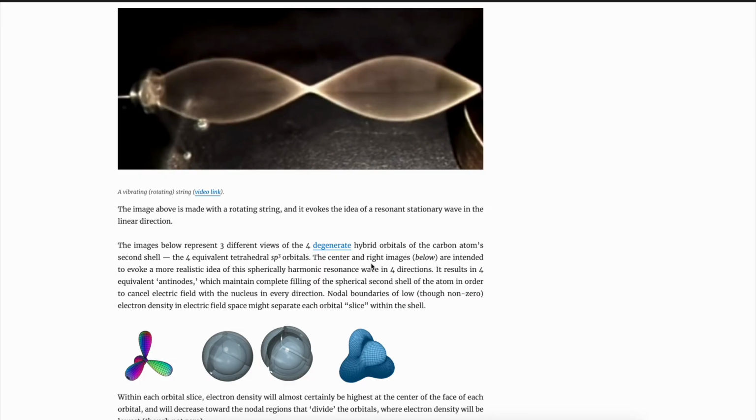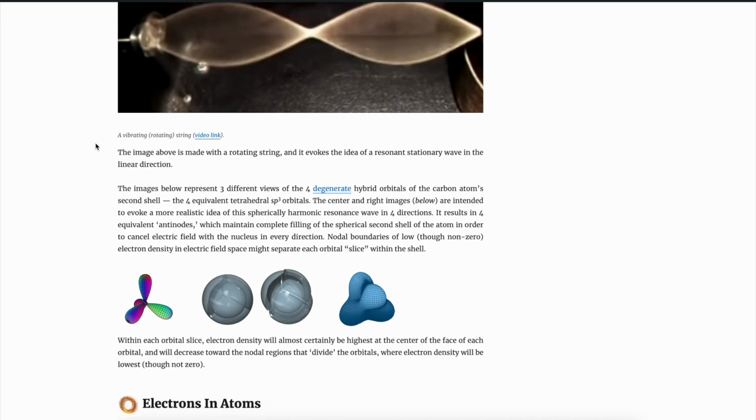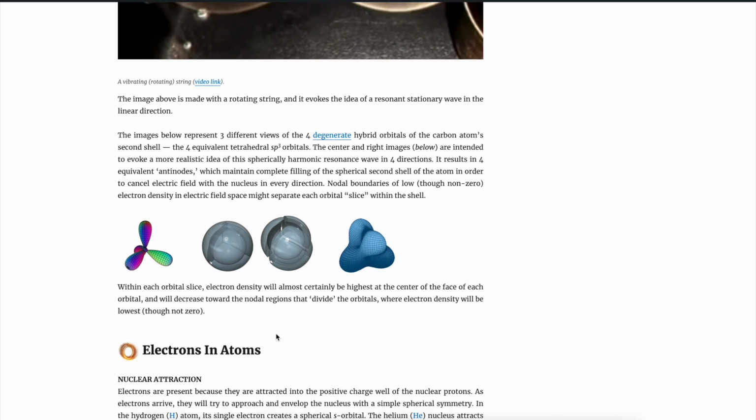So this image at the top here is really a spinning string, which is designed to evoke the idea of a linear wave. And what you see here is a wave that's a standing wave structure where it has 2 lobe structures. Now, if you could imagine transferring that into 3-dimensional space, into a spherical situation, this would be an example of a 4-directional wave in a spherical arrangement. Those of you that know chemistry will recognize this is the sp3 orbitals that you can find in the second shell of the carbon atom.